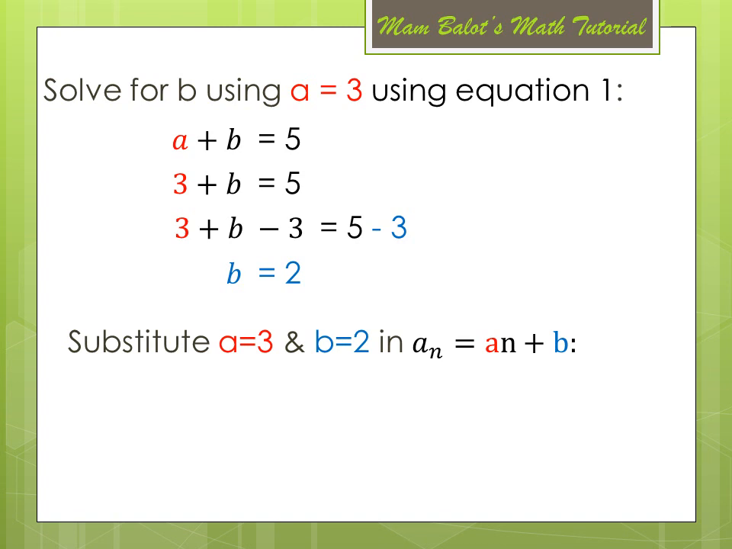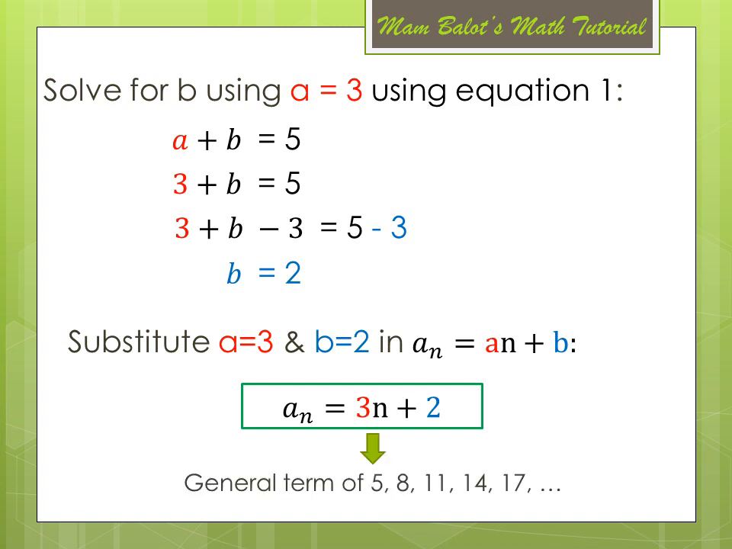So we will now substitute the values of a and b into our equation. a sub n is equal to a n plus b. So we have now a sub n is equal to 3n plus 2. So this is now the general term of the sequence given.